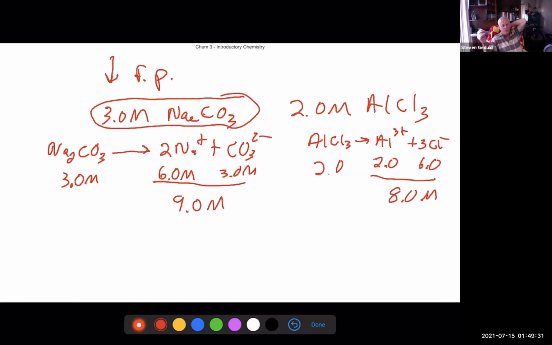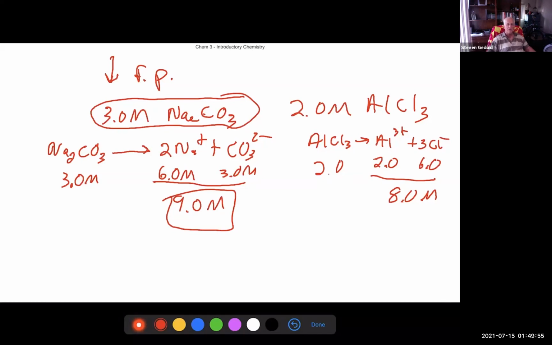So the 3.0 molar solution of sodium carbonate is going to have a lower freezing point and a higher boiling point. It's going to lower the freezing point by this 9 molar, and this is going to raise the boiling point by the 9 molar also. It's the number of ions in solution and the concentration. Okay. And those are called colligative properties. It depends on the total amount of the molarity. How many ions are suspended in the solution?